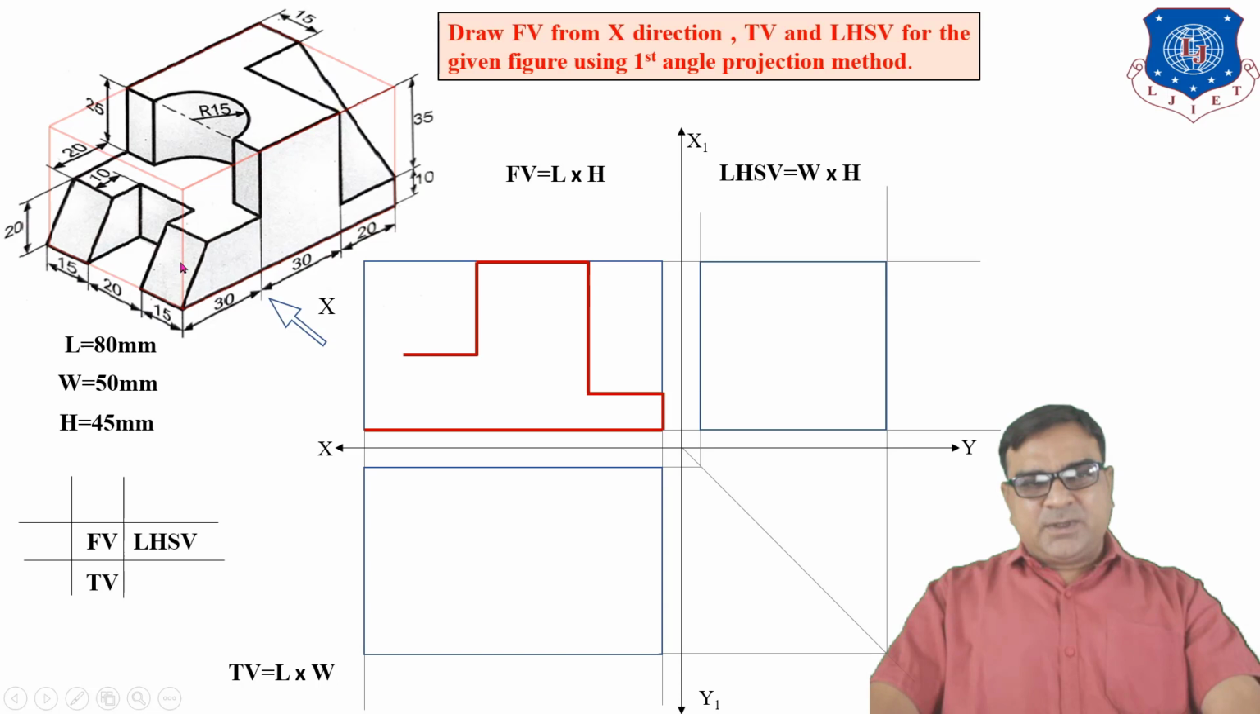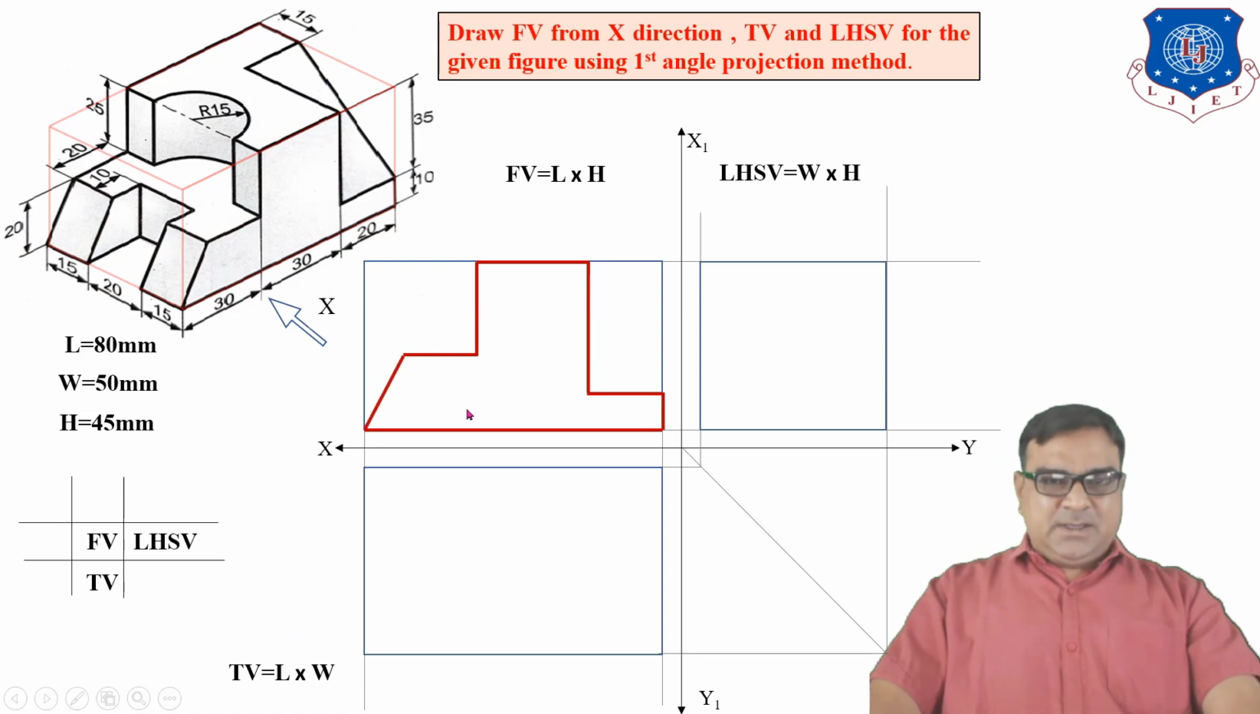Now the front view for this plane: because this plane is inclined to HP and perpendicular to VP, the front view is inclined. Now what about this line? This is inclined to HP and inclined to VP and parallel to the profile plane. So this is the front view of that line.